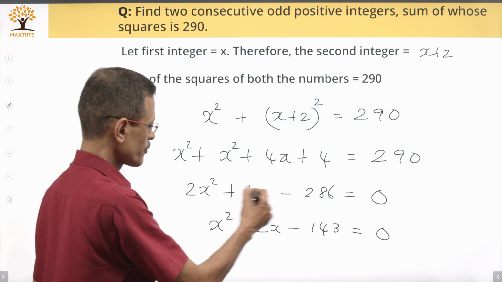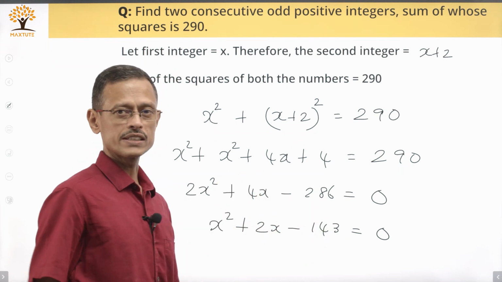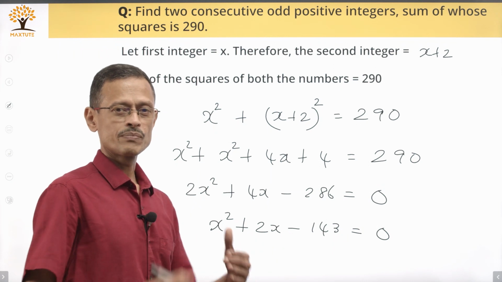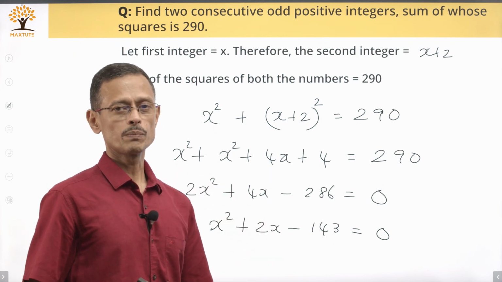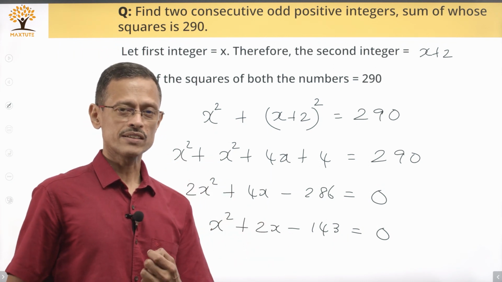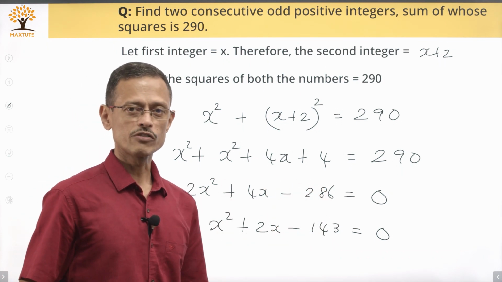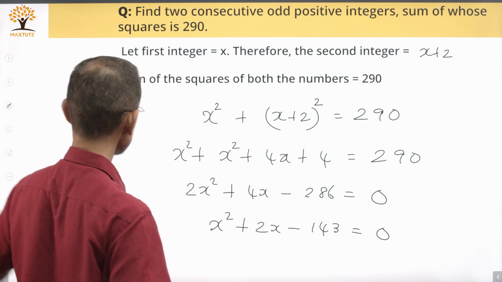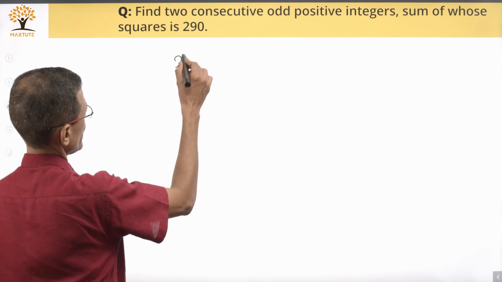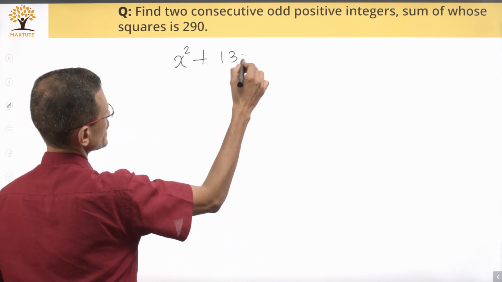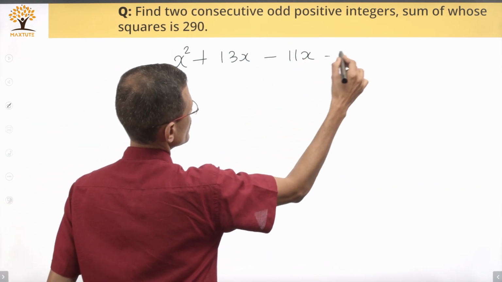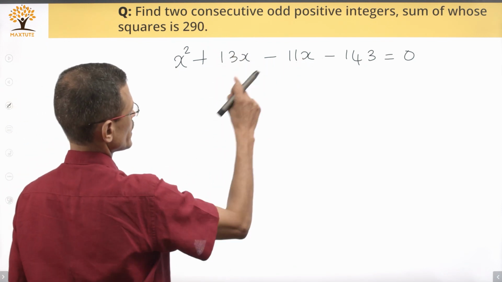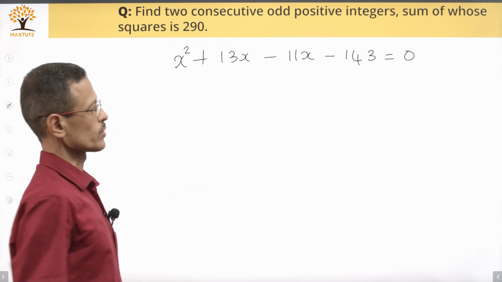Right. Product of the first and the last term is minus 143x square. The sum, the middle term, is equal to 2x. We need to split the middle term into two parts, such that the sum is equal to 2x and the product is equal to minus 143x square. 13 times 11 is equal to 143. So this would factorize as x square plus 13x minus 11x minus 143 is equal to 0. So sum is 2x, product is minus 143x square.